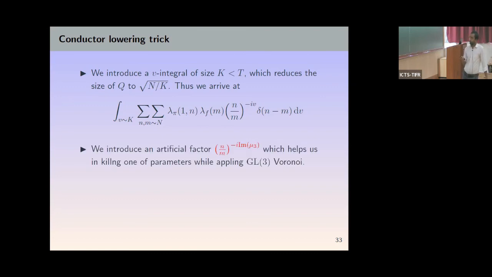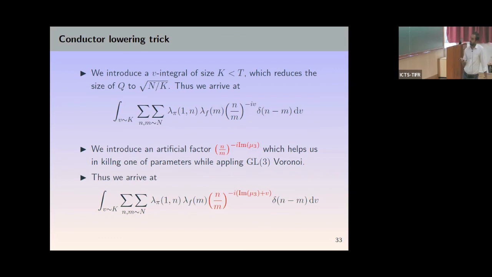We also have to introduce this factor (n by m) to the power minus i times the imaginary part of mu3. We are calling it the spectral killing factor. At the moment it's not clear how it is helpful, because this is an artificial factor. But when you plug this in and apply the GL3 Voronoi summation formula, this will kill one of the parameters and eventually helps in saving more in the dual length. When you plug this in, you will get an expression like this.